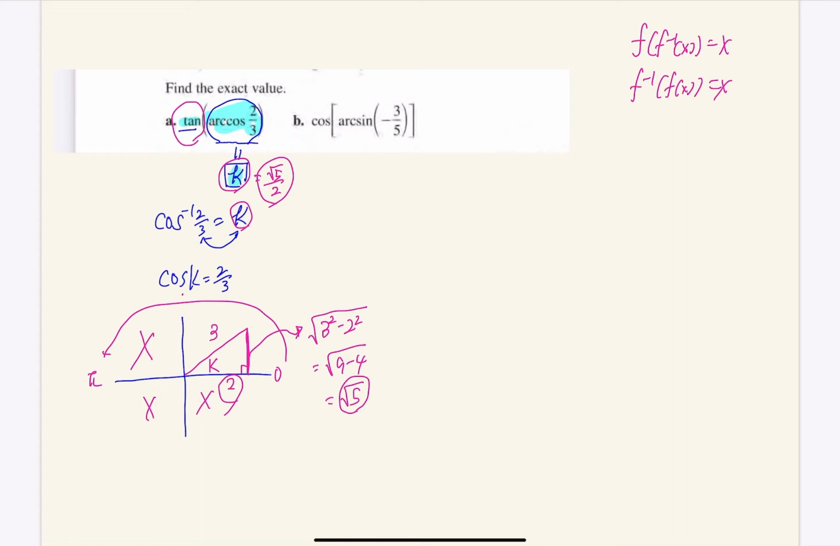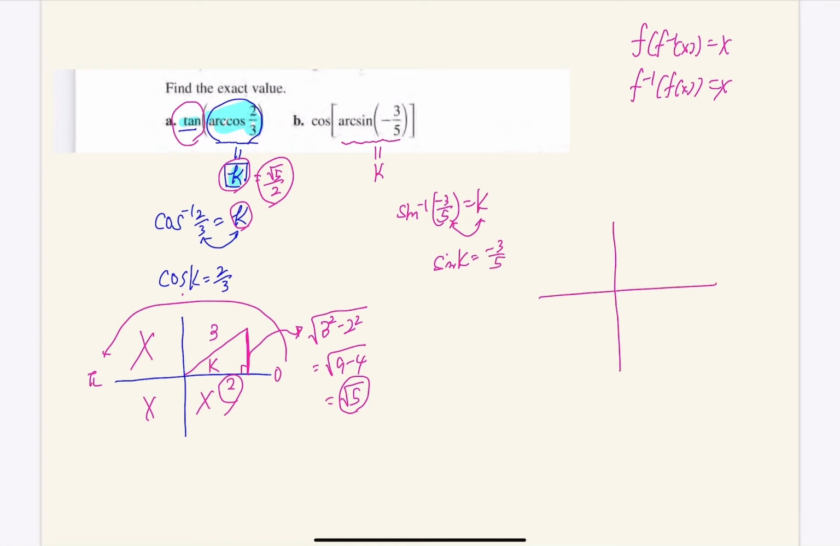All right, question B. Cosine of sine inverse of -3/5. This is an inverse expression, so use k. Sine inverse of -3/5 is equal to k. Switch x and y. Sine k equals -3/5.